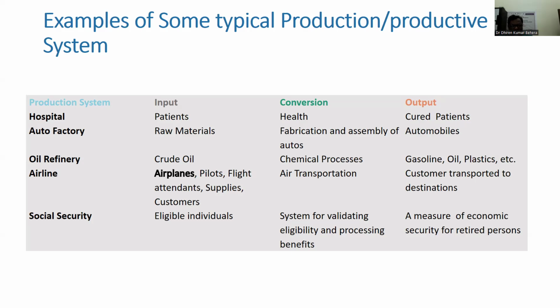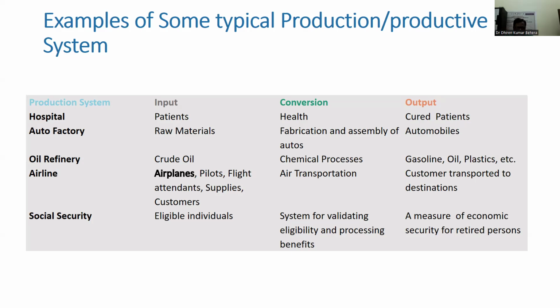Conversion process, that is your chemical processes. Outputs can be gasoline or oil or plastic, whatever it may be. If you take the case of airlines, where the scheduling concept is very useful, the scheduling case is that is resource allocations. So you will find in airlines, what are the inputs?